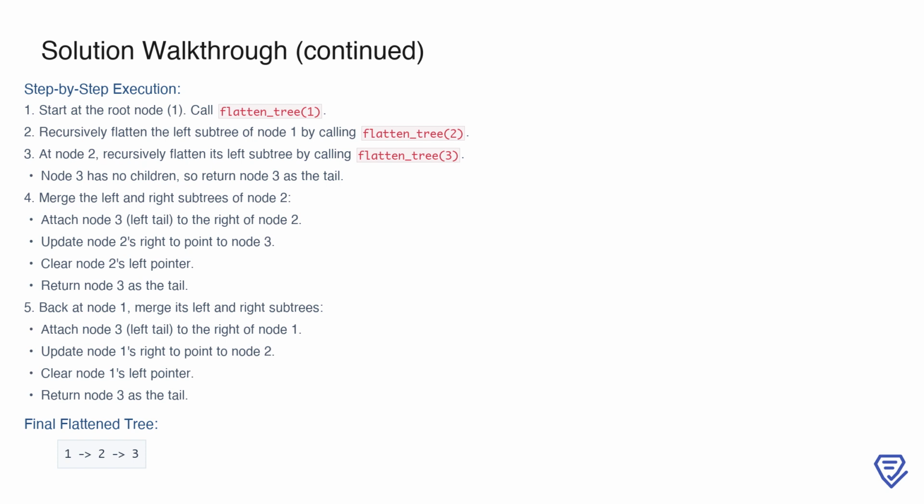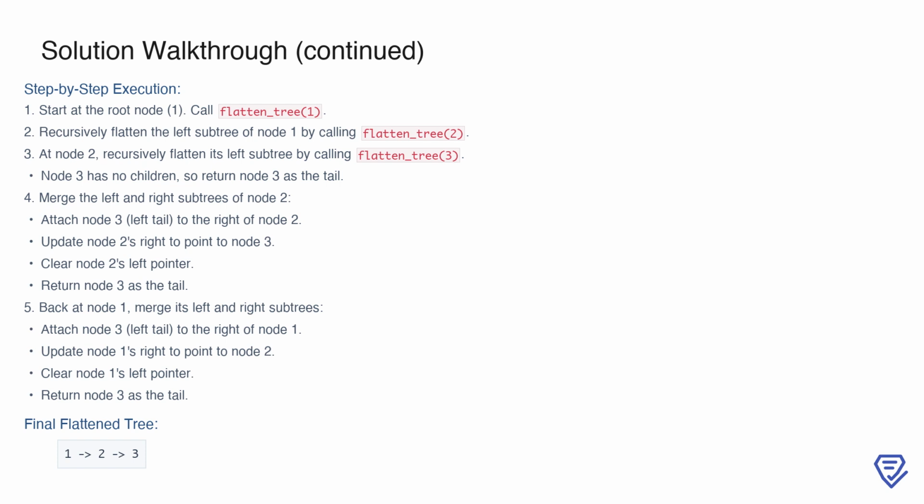Back at node 2, we merge its left and right subtrees. We attach the tail of the left subtree, which is node 3, to the right of node 2. Then, we update node 2's right pointer to point to node 3 and clear its left pointer. Node 2's flattened subtree now ends with node 3, so we return node 3 as the tail.